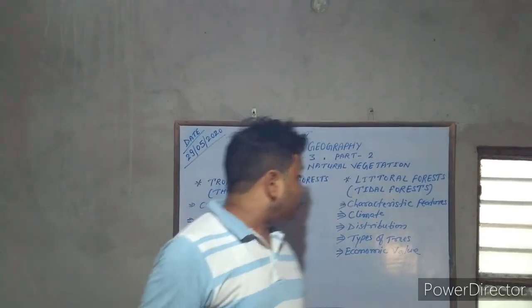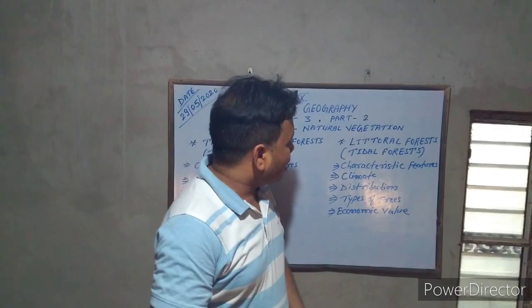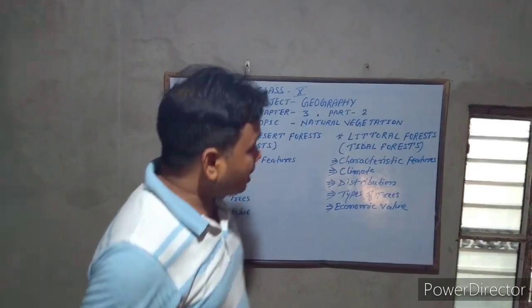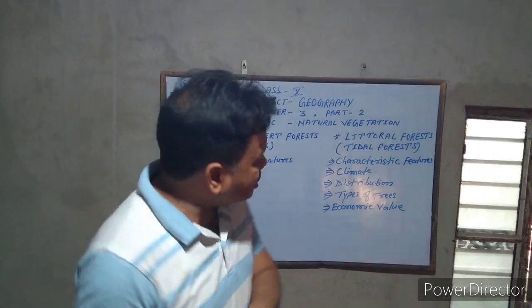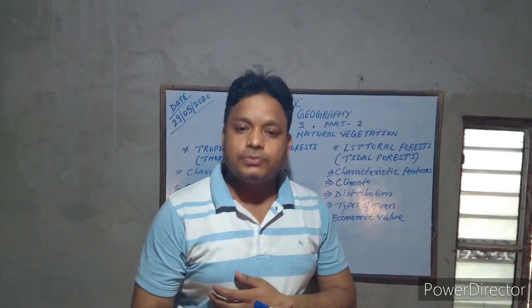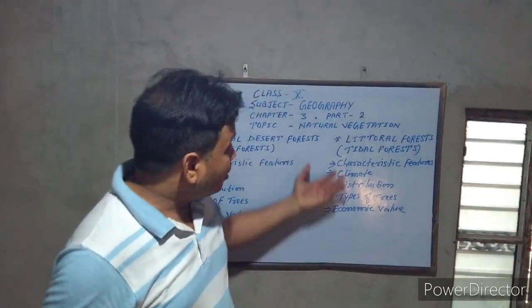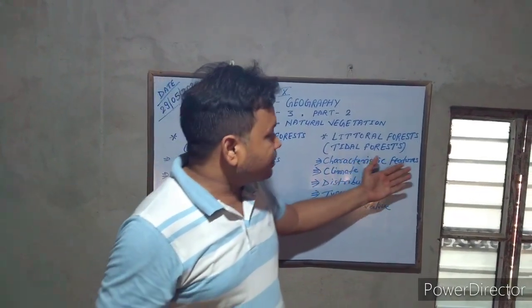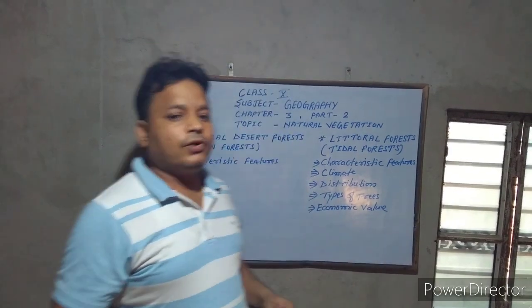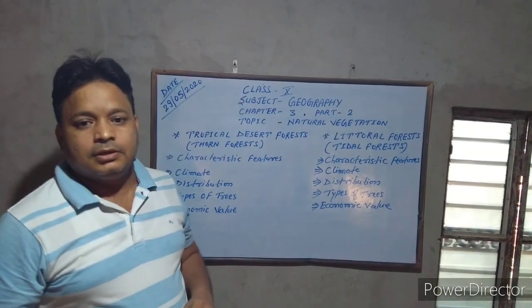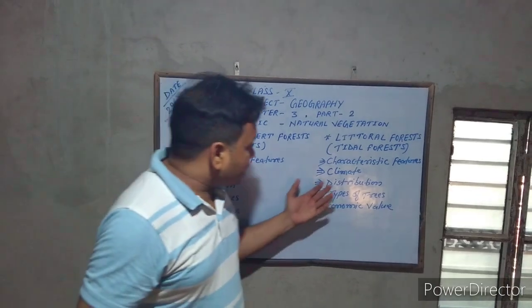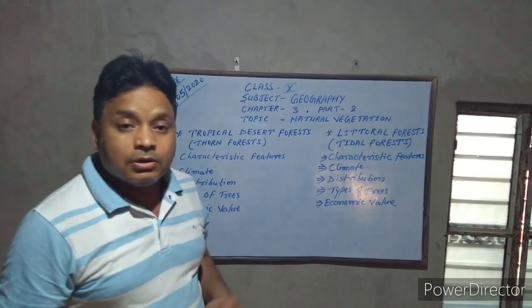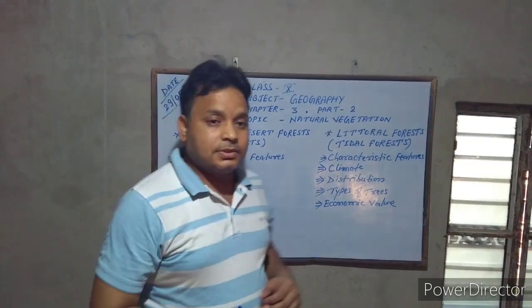Now, student, I am going to teach you about littoral forest. It is also known as tidal forest or mangrove forest. These forests are found on the banks of oceans, seas and rivers. First, I am going to discuss the characteristic features of this forest. Littoral forests are seen in tidal regions, where tide comes, in seas or bays.